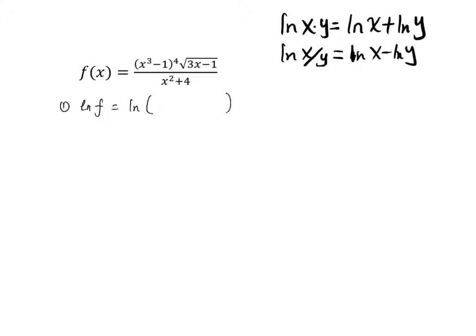So the natural log of this guy, x cubed minus 1 raised to power 4 times square root of 3x minus 1, divided by x squared plus 4. And now apply the rules that we just introduced, these two rules. So the first one, you're going to have natural log of x cubed minus 1 raised to power 4, plus natural log of square root of 3x minus 1, minus, because x squared plus 4 is in the denominator, natural log of x squared plus 4.